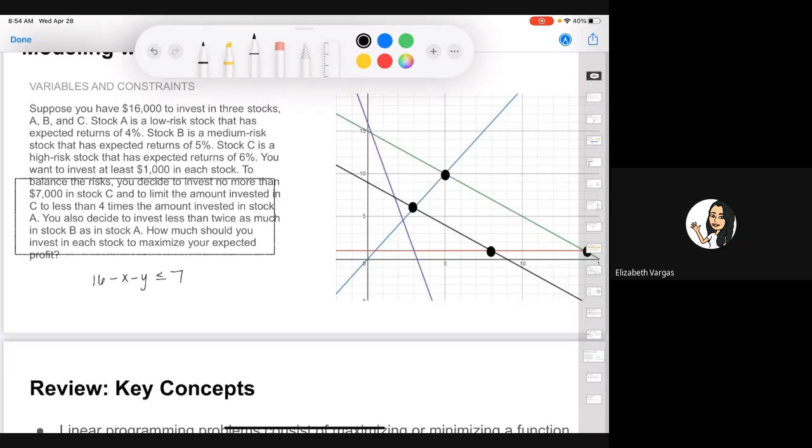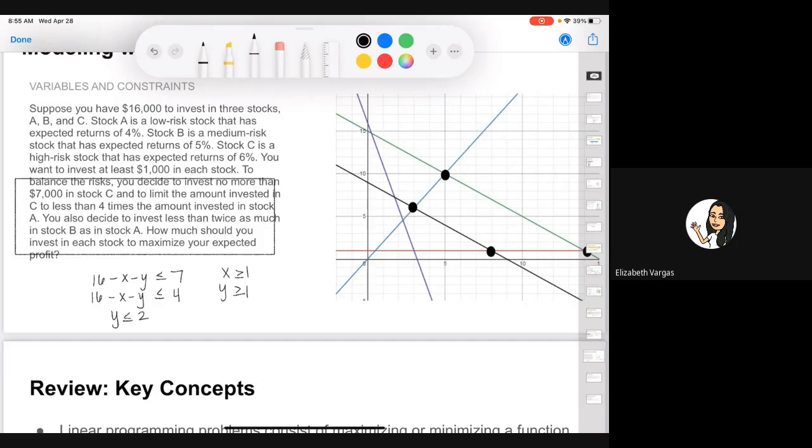And to limit the amount invested in stock C to less than 4 times the amount invested in stock A. So that tells me it's going to be limited to 4. And then I want it to be less than twice as much in stock B. So Y obviously has to be greater than 2. Okay. And again, I know that in stock A, I need to invest at least 1,000. In stock Y, I need to invest at least 1,000.